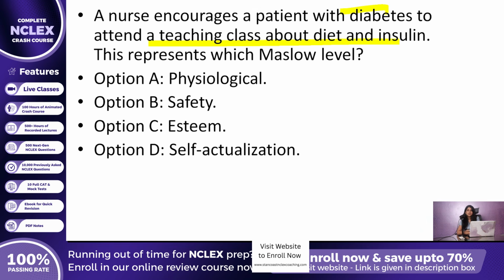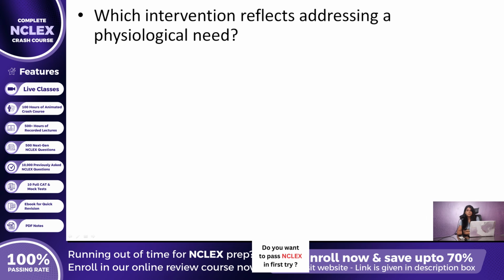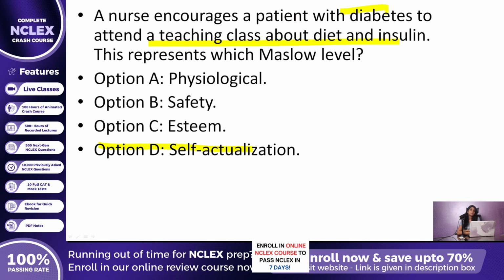The right answer is option D, self-actualization. Education, growth, and self-improvement are examples of patients reaching their full potential. While diabetes care involves physiology and safety, the act of learning reflects self-actualization.